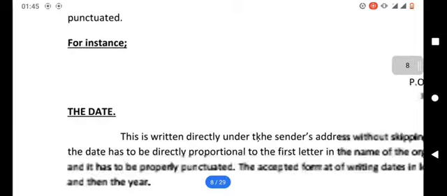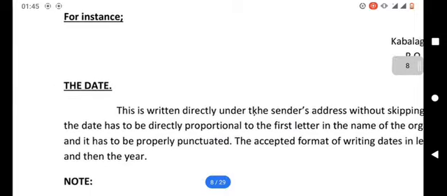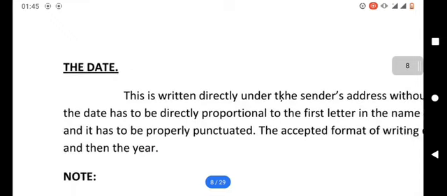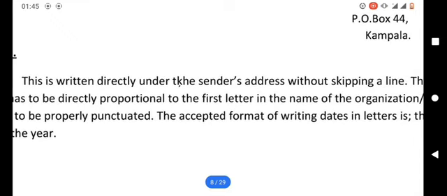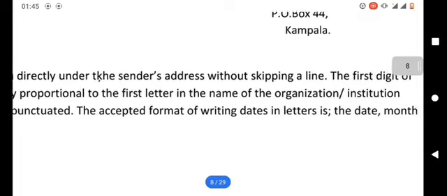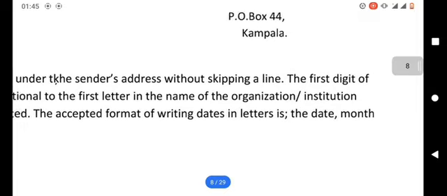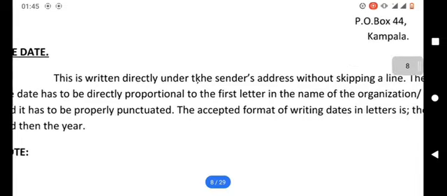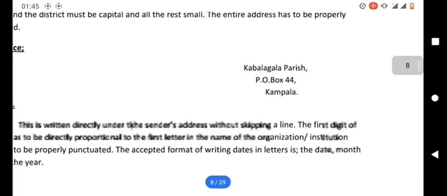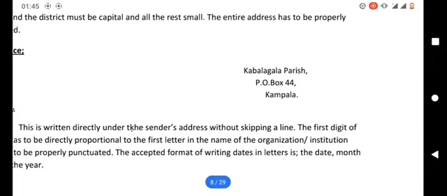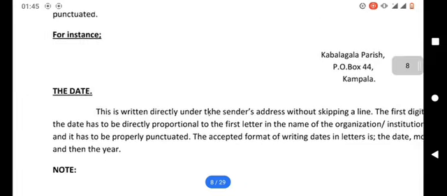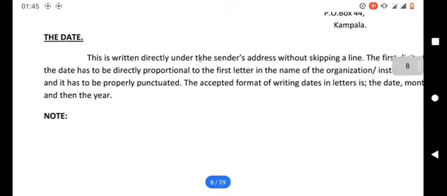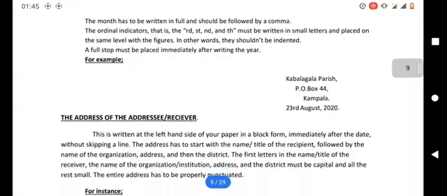Item number 2 is the date, which is the same as in the informal letter. This is written directly under the sender's address without skipping a line. The first digit of the date has to be directly aligned with the first letter in the name of the organization or institution or company, and it has to be properly punctuated. This is how we write it.